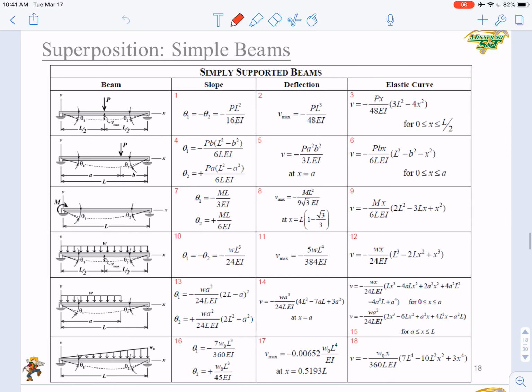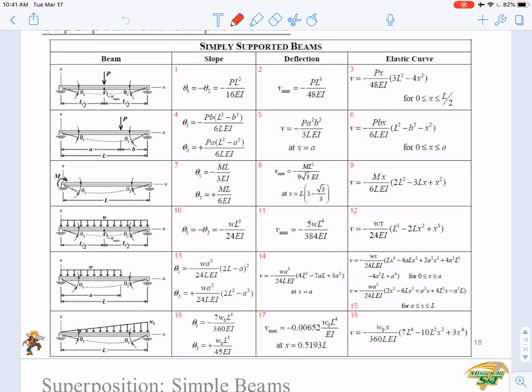Okay, so first of all, let's look at two big tables. In the first table, you can see simply supported beams with different simple loadings. And for each one of them, you can see the equations for slope, equations for deflection, maximum deflection, and equations of the elastic curve, that is, expressions of the deflection function. So let's look at the first one.